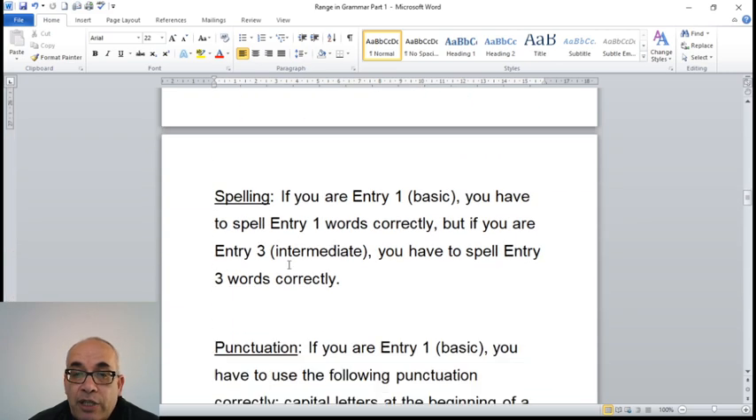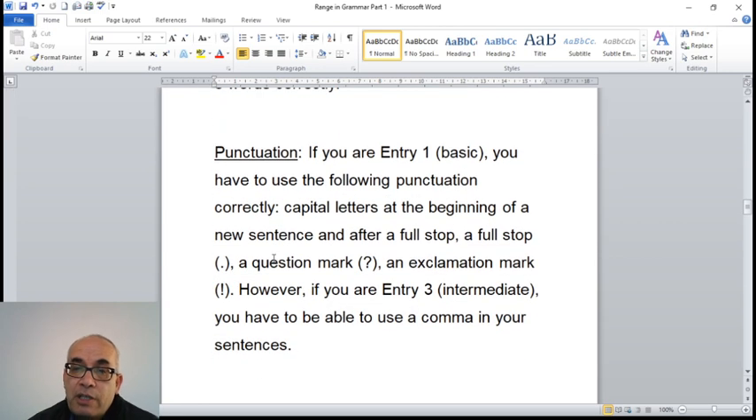More examples about range. So if you are entry 1, which is basic level, you have to spell entry 1 words correctly. But if you are entry 3, you have to spell entry 3 words correctly. So if you are entry 1, you write good, which is 1 syllable, 1 part. So you have to spell it correctly. But if you are entry 3, you have to spell marvelous correctly. Marvelous has 3 syllables or 3 parts. Marvelous.